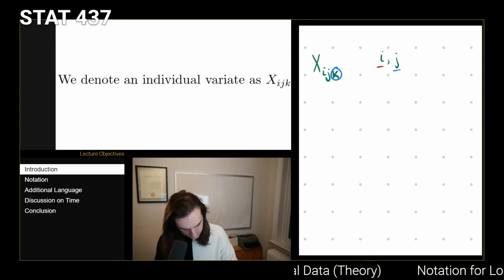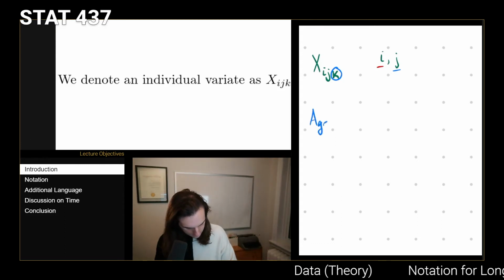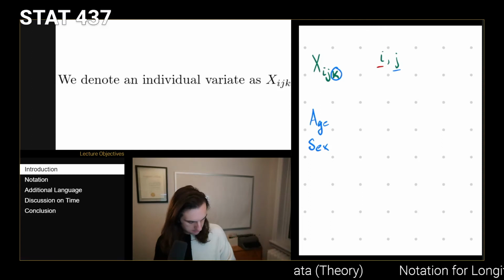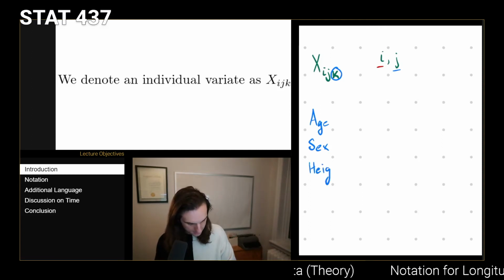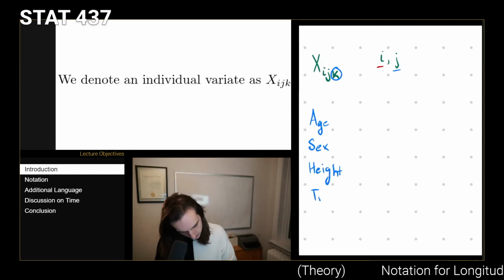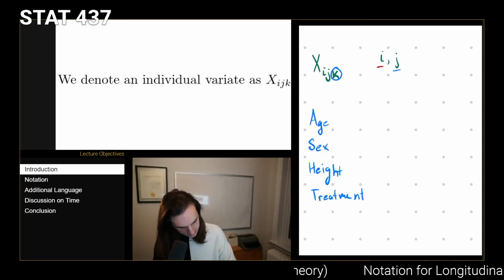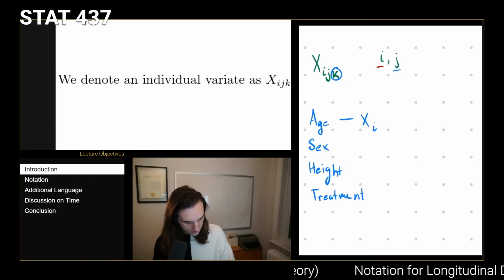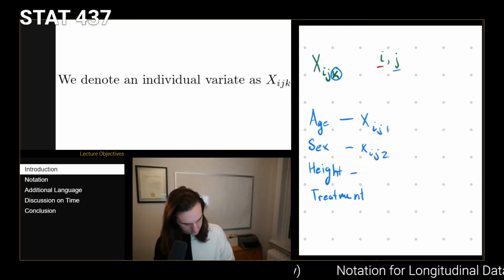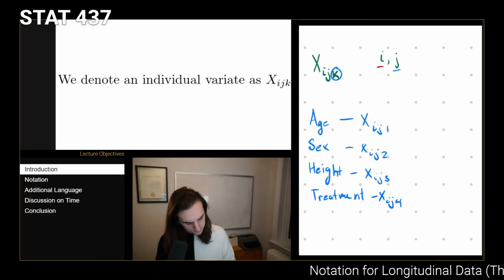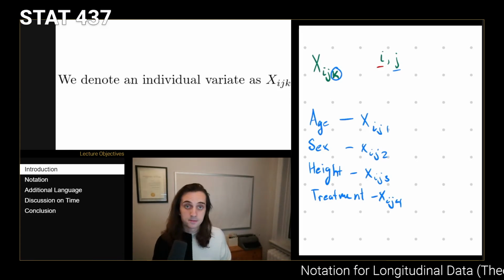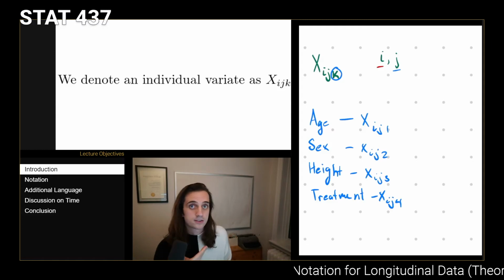And so you could think if we're looking at, say, age, sex, height, treatment, all of these are going to be different factors that we might care about. And so then these would be Xij1, Xij2, Xij3, Xij4, and so on.